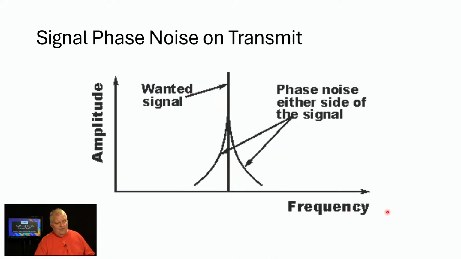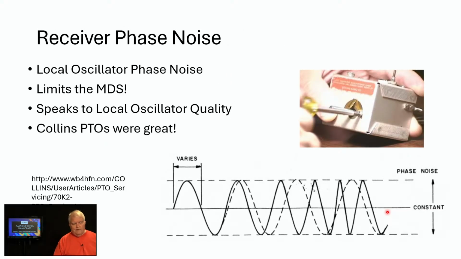Phase noise on transmit, like we said, will widen the signal out. And that phase noise is going to be amplified by your power amplifier in the radio and even your linear amplifier after that. So you want a signal as clean as possible. And then receiver phase noise, that local oscillator, you want it to be as pure as possible.